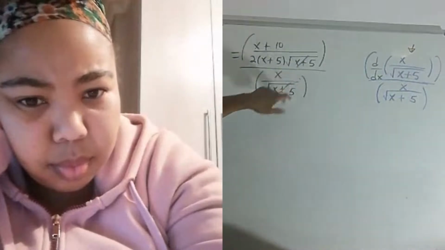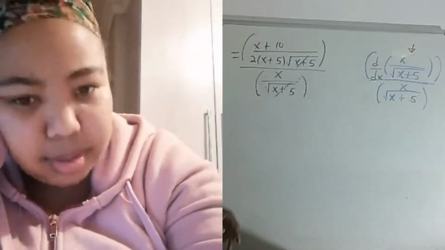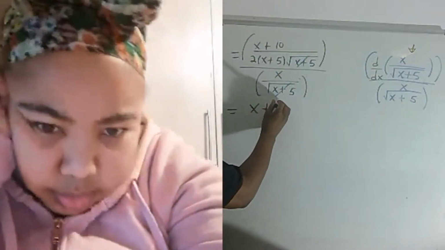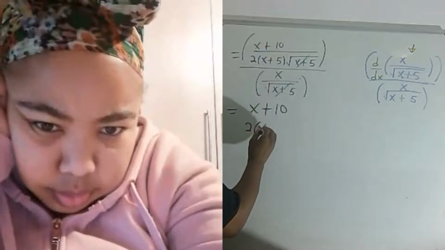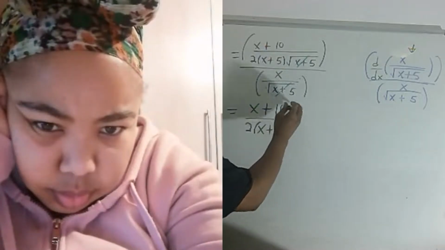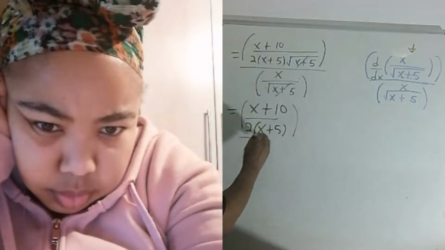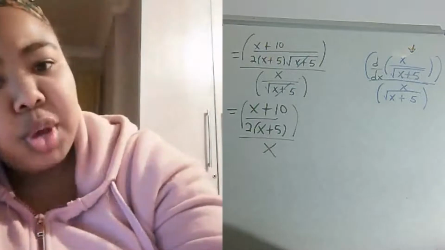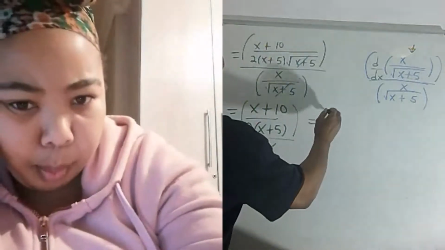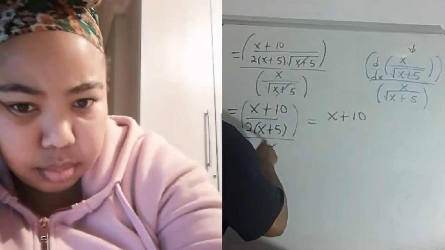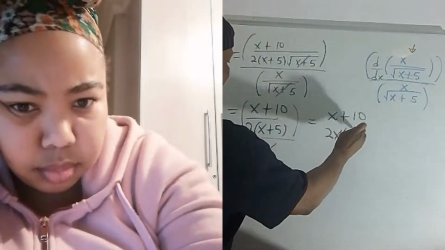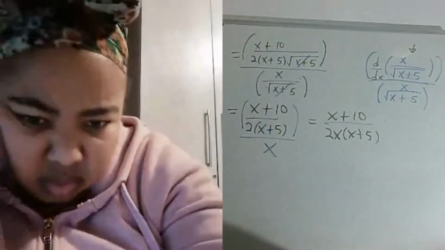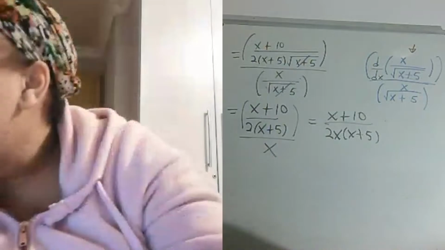So, do you understand why I cancel and I cancel, right? Yes. So now, what are we left with? We are left with x plus 10, 2, x plus 5, over x. Where is this x going to go? It's going to go to the 2x plus 5. So then we're going to have x plus 10 over 2x, x plus 5. Let's check the answer.